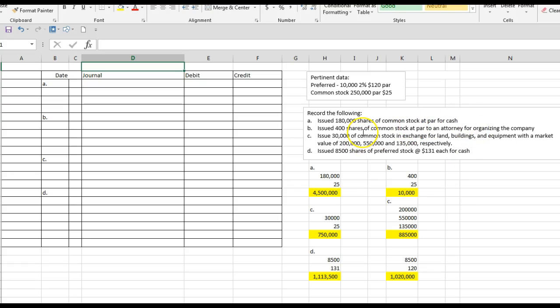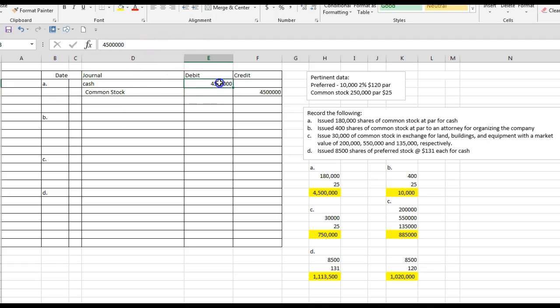A, we issued 180,000 shares of common stock for par cash. Okay, first off, what accounts am I using? Well, I'm getting cash, right? So I'm going to debit cash, and I am issuing common stock, so I'm going to increase that. So how much? I have 180,000 times the par of 25, and that comes to 4,500,000 in both locations. And I think I need another zero on this one.